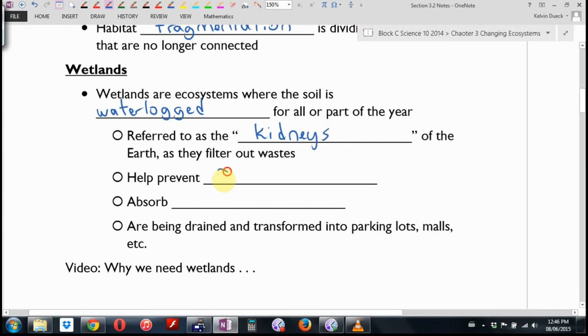They also help prevent flooding because they're good sponges. They can absorb lots of water. And they absorb carbon dioxide because there's plants there, and they store it as dead matter. But they're being drained and transformed into parking lots and malls and stuff.